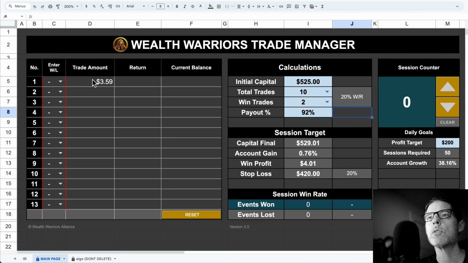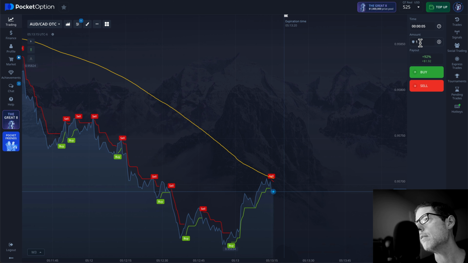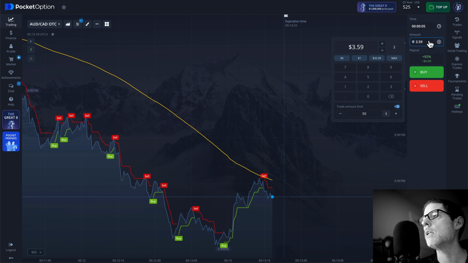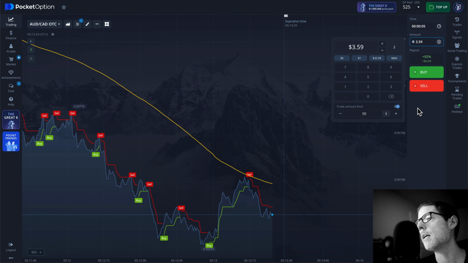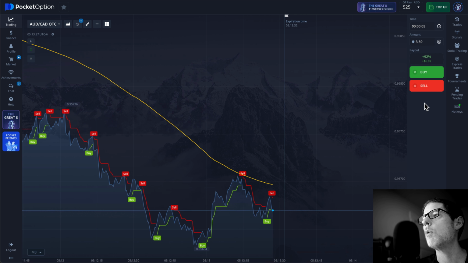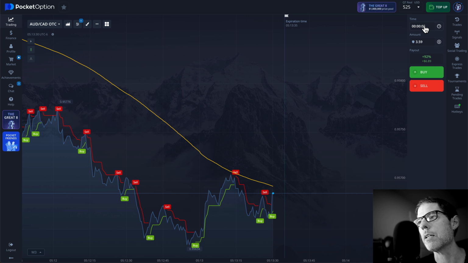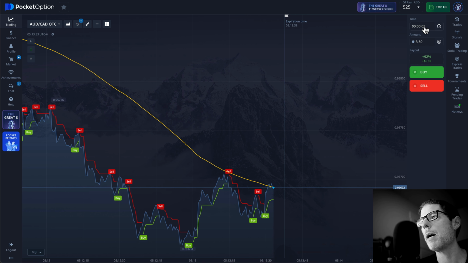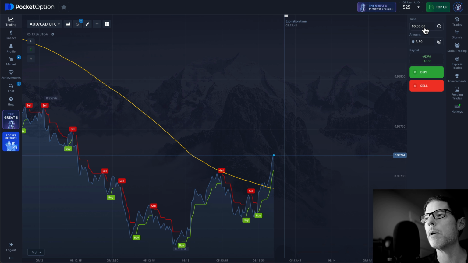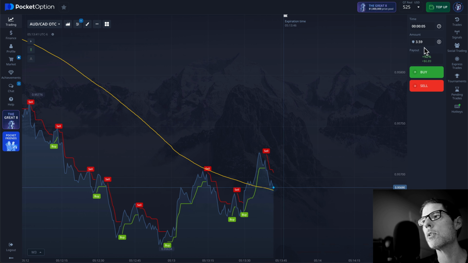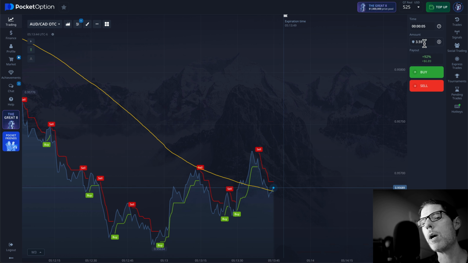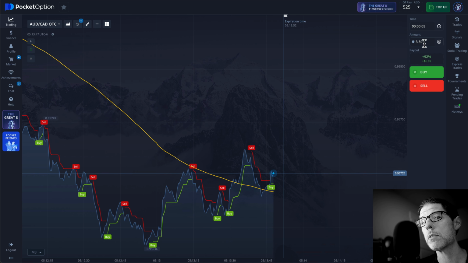Now over here, the trade amount, this is the first trade amount that you should enter into Pocket Option, 359. So let's come over here and I will enter that in, 359. Let's make sure that we have the trade amount limit turned on. I do have mine turned on. And we want to set the expiry to 5 seconds. So using the line chart, you want to set an expiry of 5 seconds, at least for this strategy anyway. So that means I'm all set to go. Once I enter the trade amount that the Trade Manager gives me for the very first trade, then I'm ready to look for entries using this strategy.